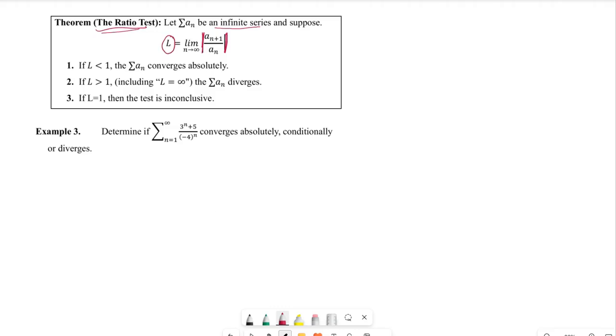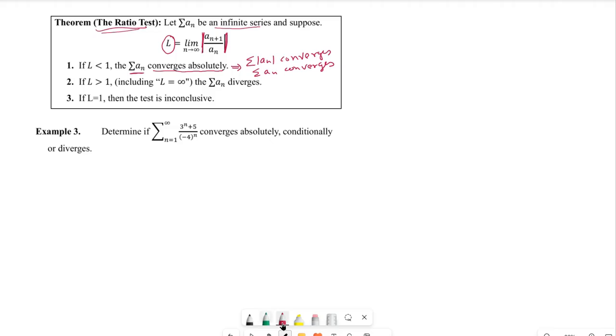This limit is L. If that limit is less than 1, then the series converges absolutely. You guys remember absolute convergence is a really strong property. What does that mean? That means the series of absolute values converges, and also the series itself converges.